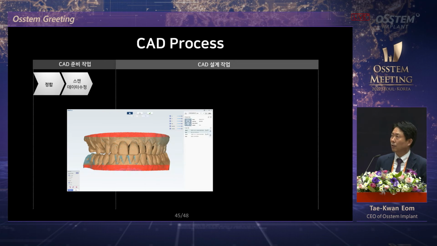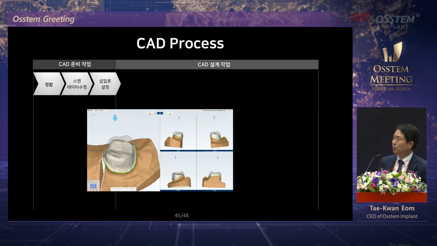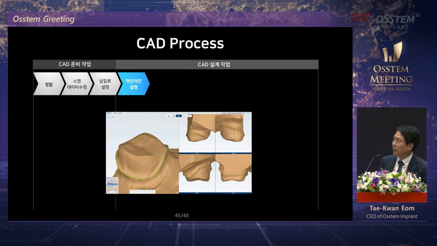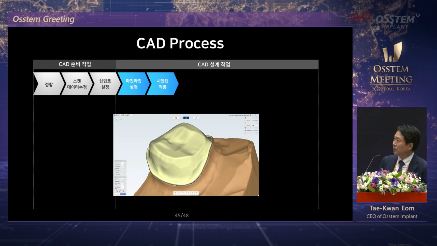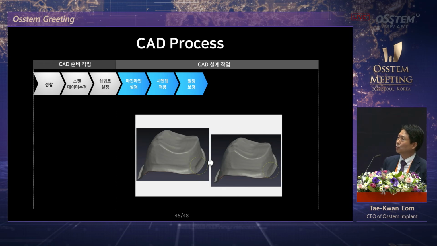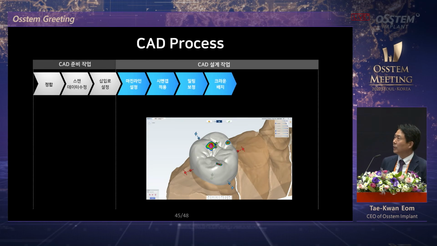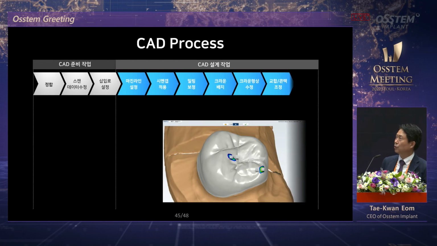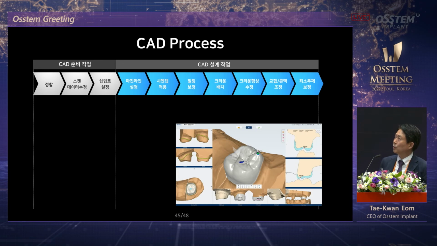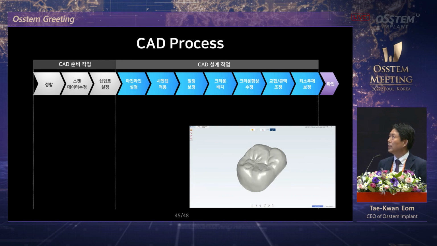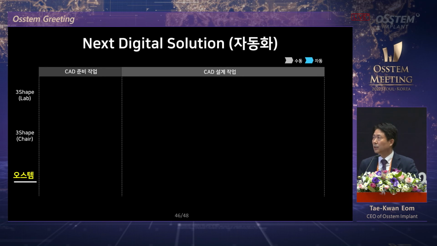Let's look at the CAD process: merging, scanning, data modification, setting, insertion path, margin setting, and semantic gap needs to be set, milling adjustment, crown arrangement, crown form modification, occlusal contact adjustment, and minimal thickness adjustment.